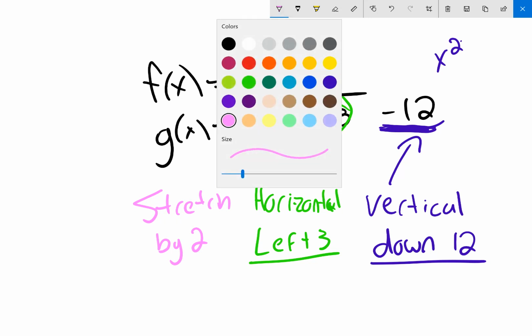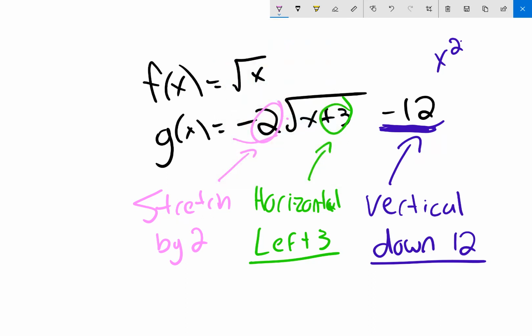And the last thing I'm going to point out is my negative sign. So I know it's a negative 2. Is that not a different color? I swear I chose a different color. Okay, get off my back.